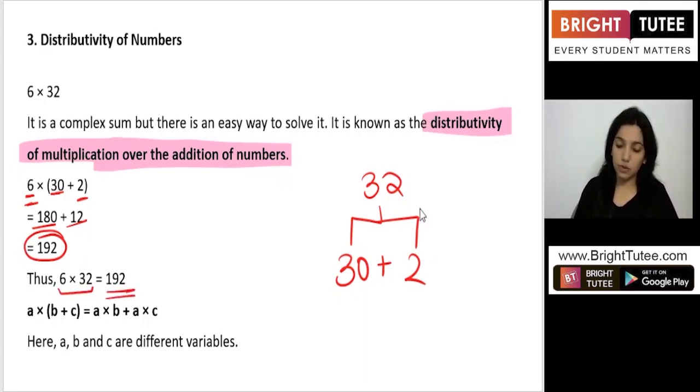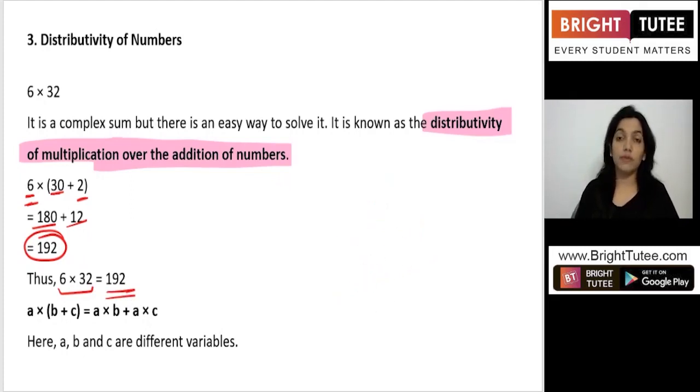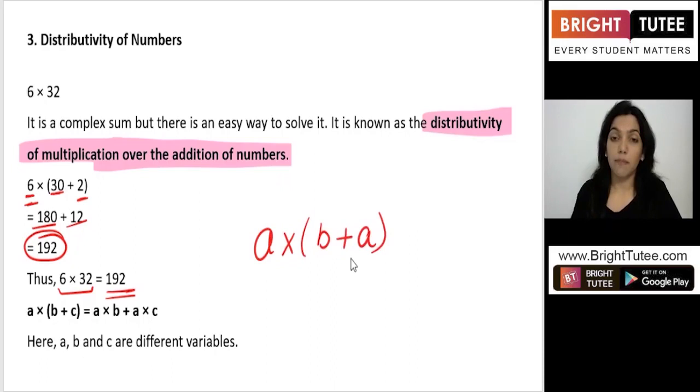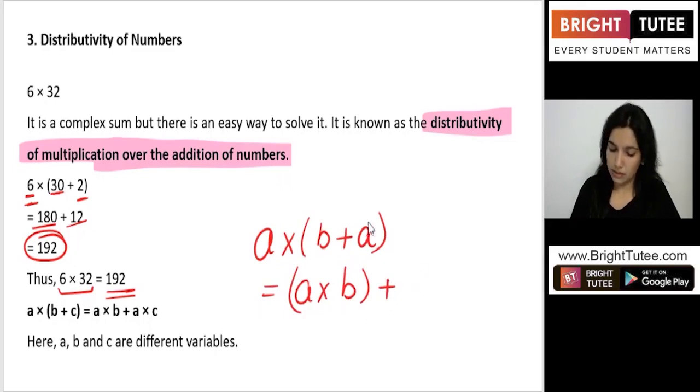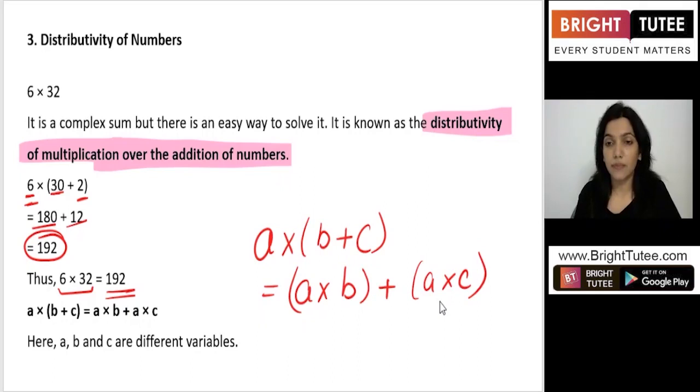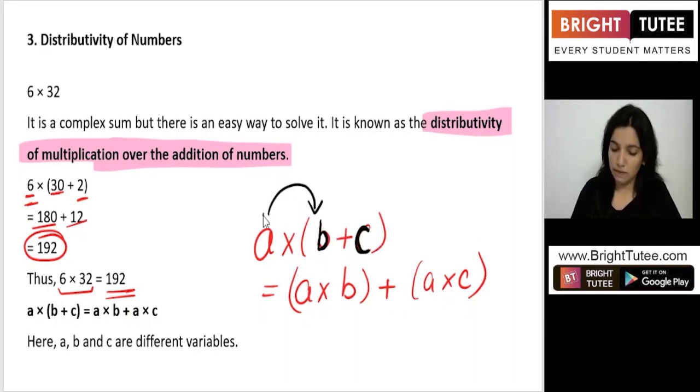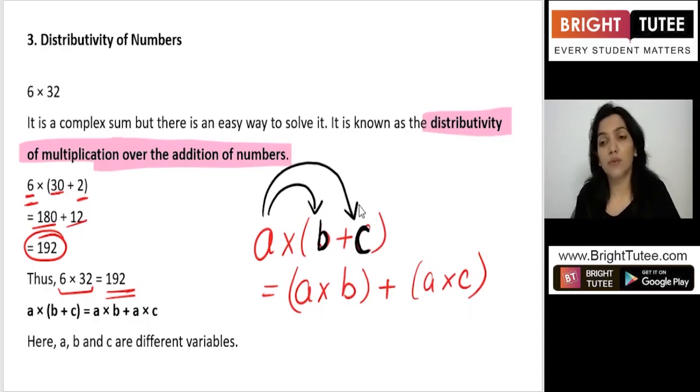And how do we write this particular distributivity of numbers in terms of variables? It's distributivity of multiplication over the addition of numbers. So A times (B plus C) is A times B plus A times C. Is this clear? If we multiply A with two variables B plus C, what do we do? We first do A times B, then we do A times C, and then we add the two answers. Clear?